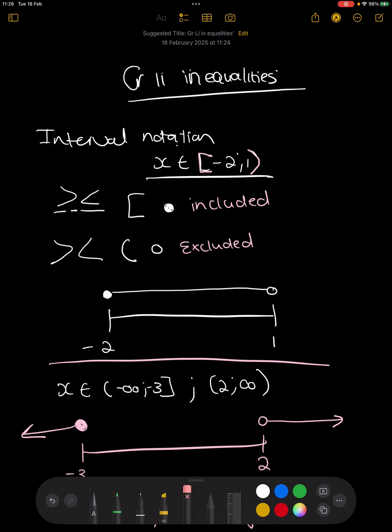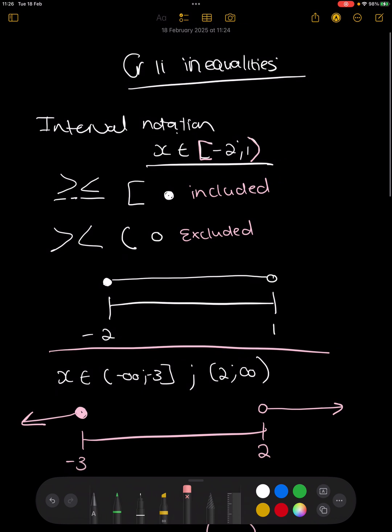So in grade 11, anytime you see an inequality, you are going to be expected to sketch the inequality. So keep that in mind. Once you've simplified it, it does not mean you are finished. You are then going to have to go and draw the number line.